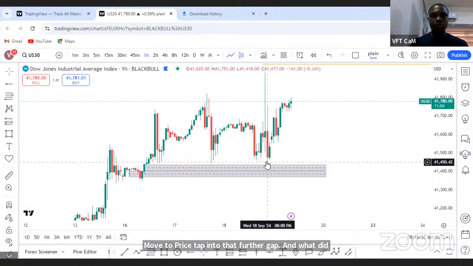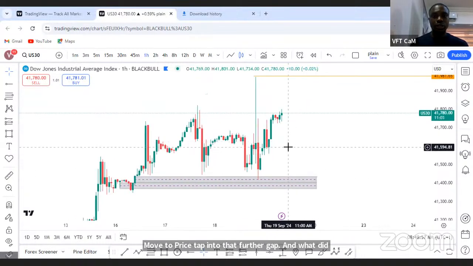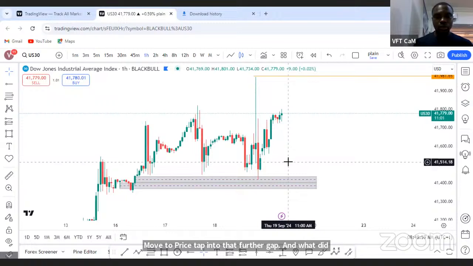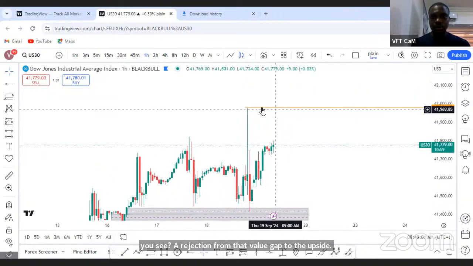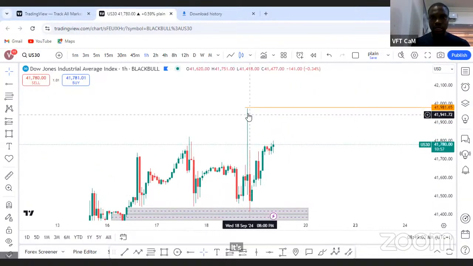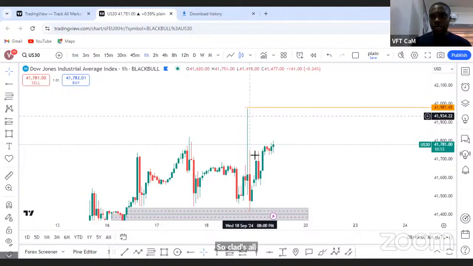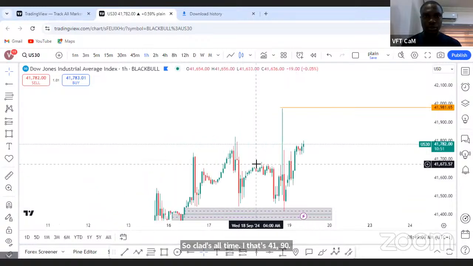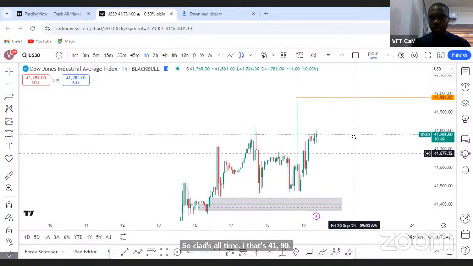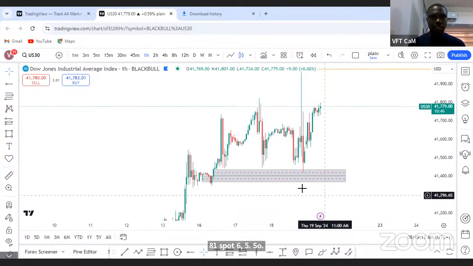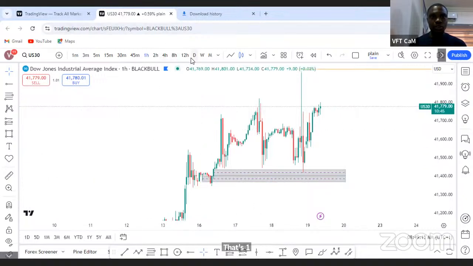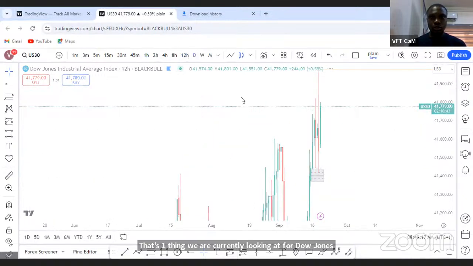A rejection from that fair value gap to the upside, right? With our aim to clear this all-time high, that's 41,981.65. So that's one thing we are currently looking at for Dow Jones. What is the next opportunity now for Dow Jones?